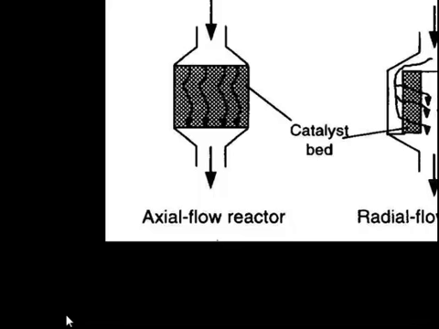So here the catalytic reforming reactors will have the axial flow reactor, where the flow is axial, and the radial flow reactor, where the flow will be radial, or from outside to inside. In the axial, the flow is from up to bottom, so they will pass through the catalyst bed, and in the catalyst bed the reformation will take place.